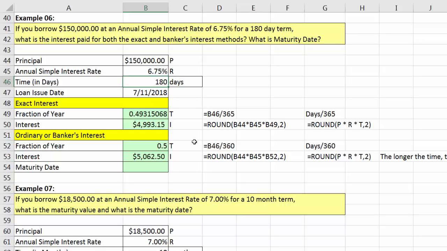So that's the one time we'll see this. If you're a business person doing short-term loans, you're probably not going to see that unless you buy some government debt. Now the maturity date.